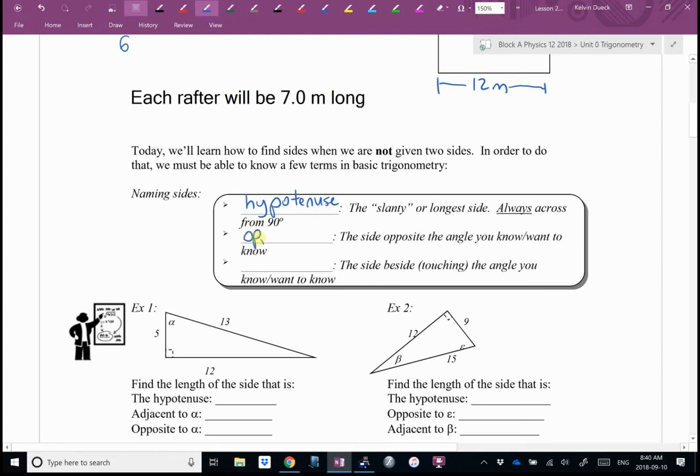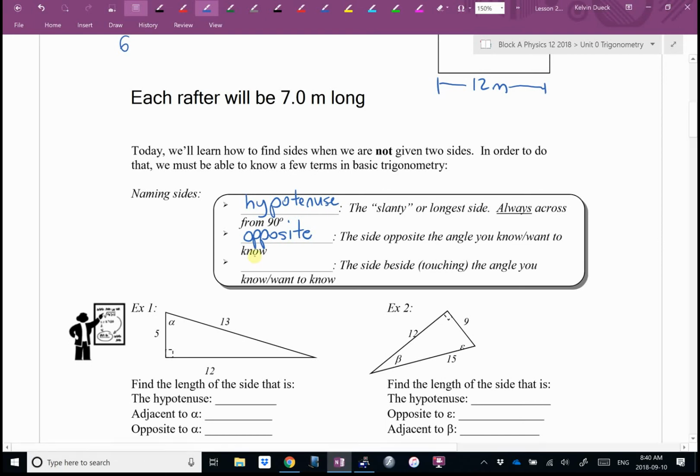The second side we call the opposite. It's the one that's across or opposite from the angle that they give us. Right now, for example, William and I are sitting opposite each other. We are facing each other.